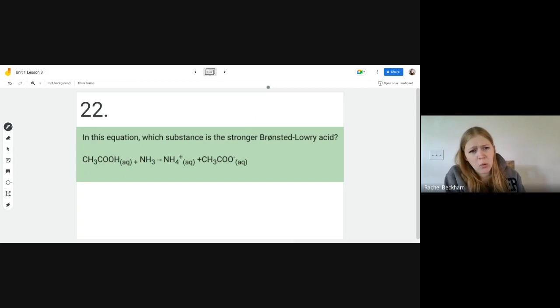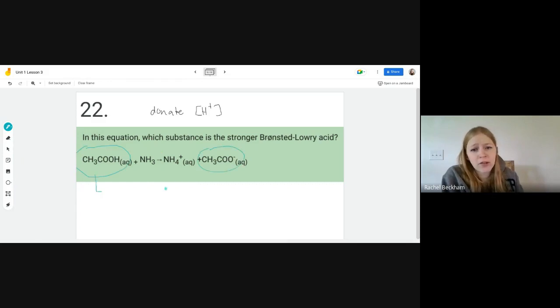Next question. In this equation, which substance is the stronger Bronsted-Lowry acid? Again, I don't know why they said stronger here. Maybe you could look at a chart in your lesson as well, but I would have said which is the Bronsted-Lowry acid. So remember, acids are things that donate H plus. So which thing here donated H plus? Let's just circle one of them and look at what happened to it.